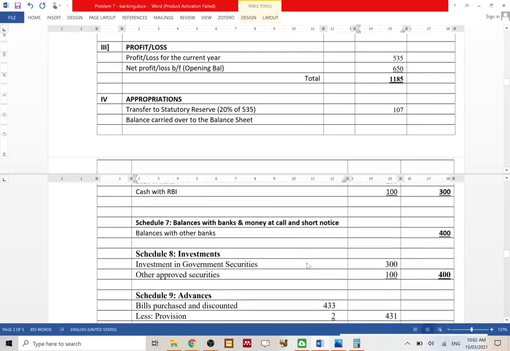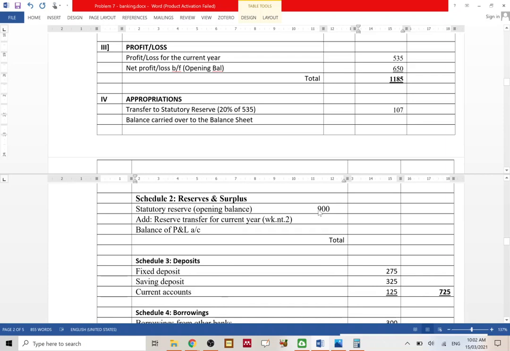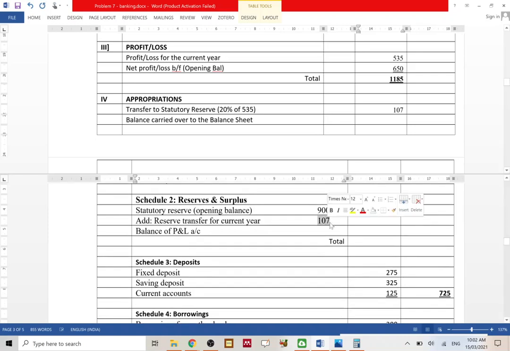In your balance sheet, we already have written under reserves and surplus, statutory reserve opening balance. And during this year, we have not done a working note, so I will delete this. During this year, we have transferred a little more, that is 107. Okay. So amount transferred to the statutory reserve for the current year, and this is going to give us after adding 1007. Done. Then our total profits are 1185.